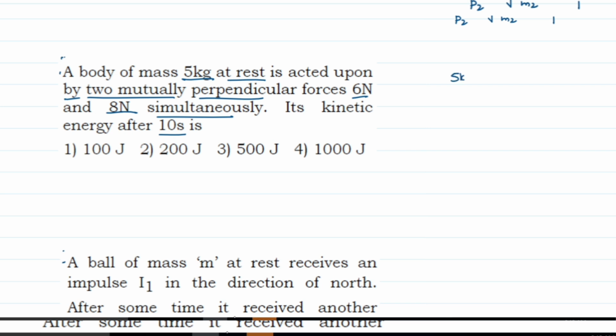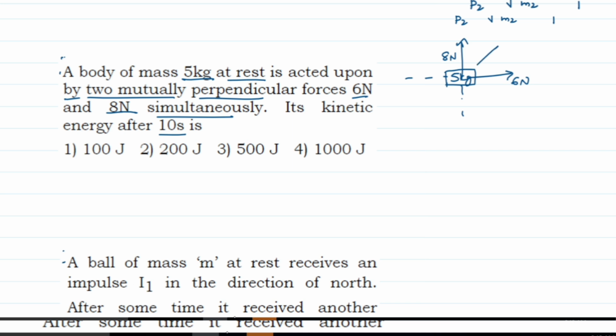So here a 5 kg mass is given, and it experiences two perpendicular forces. You are pushing the body along this direction with 6 Newton force, and mutually perpendicularly one more force you are pushing along this direction, and it's given as 8 Newtons. Now first let us calculate the resultant of these two forces.